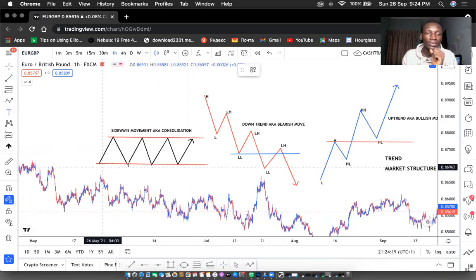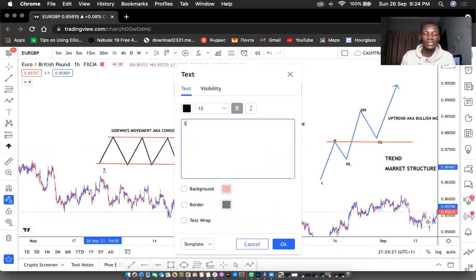Now, why do we say it's consolidation? Because of a series of equal highs or equal lows.